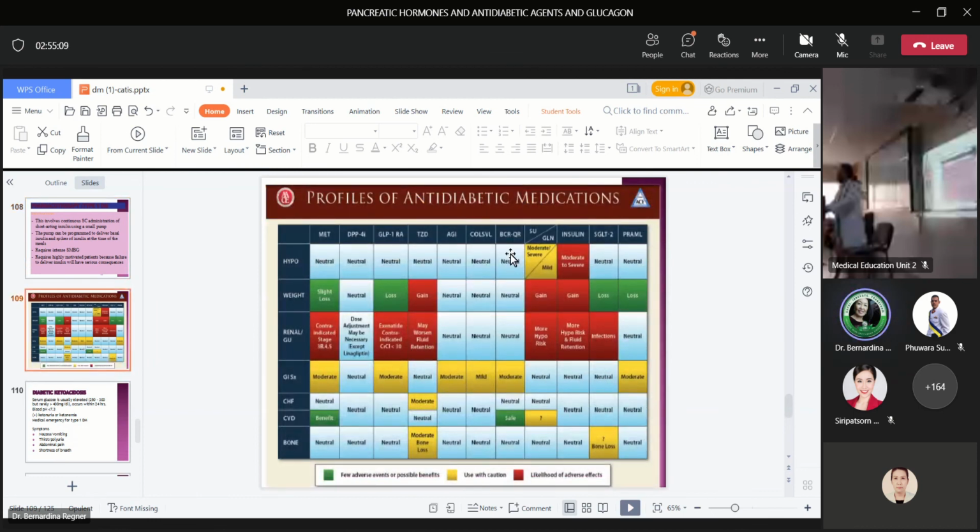Okay, so these are now your anti-diabetic medications. Profiles of the different drugs, no? Metformin, DPP-4, GLP-1, SGLT2, alpha-glucosidase inhibitor, colesevelam, then your insulin, sulfonylureas.